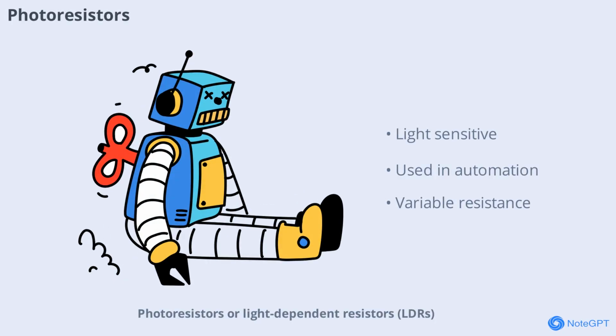Photoresistors, or light-dependent resistors (LDRs), change their resistance based on the amount of light they receive. They are commonly used in light-sensing circuits such as automatic streetlights and alarm systems. When exposed to more light, their resistance drops, allowing more current to flow. This unique property makes them essential in many automation and sensing applications.